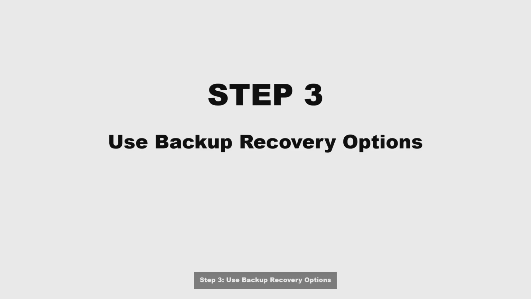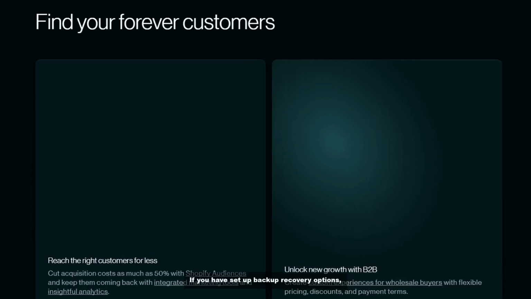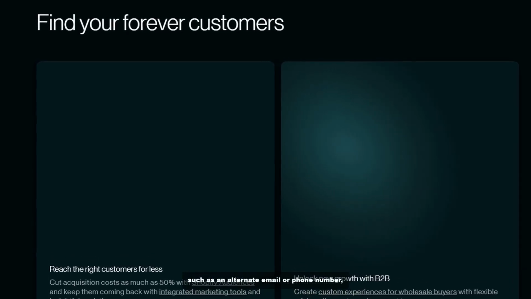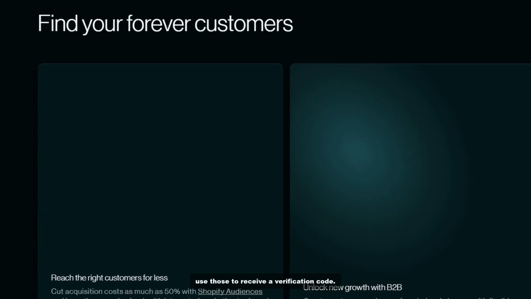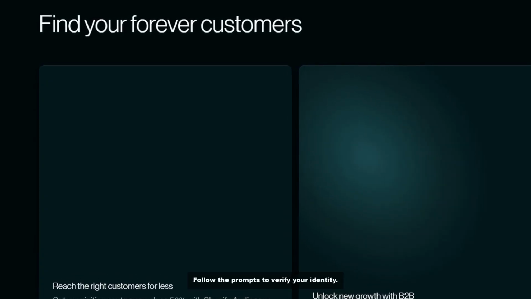Step 3. Use backup recovery options. If you have set up backup recovery options, such as an alternate email or phone number, use those to receive a verification code. Follow the prompts to verify your identity.